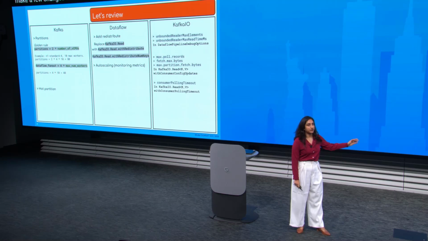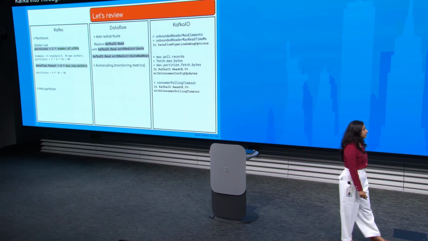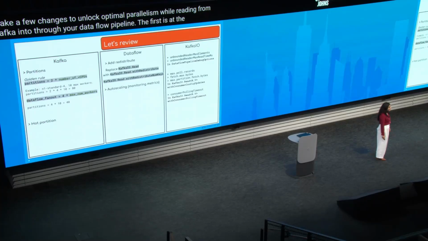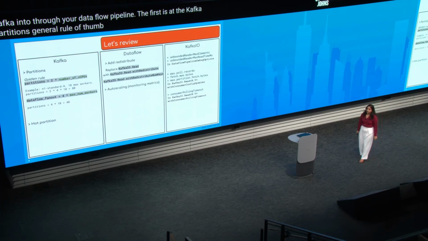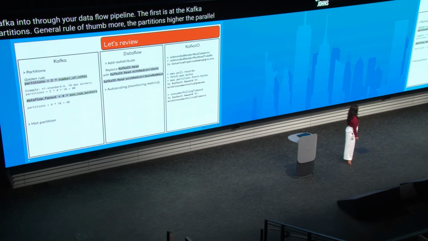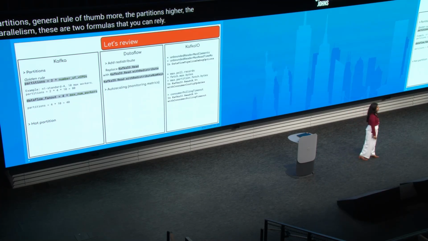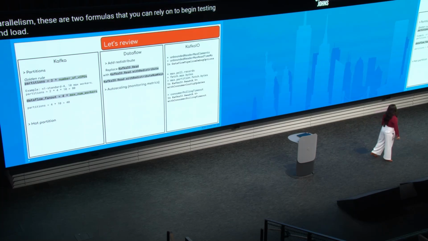So to review, three places where you can make a few changes to unlock optimal parallelism while reading from Kafka through your Dataflow pipeline. The first is at the Kafka partitions. General rule of thumb, more the partitions, higher the parallelism. These are two formulas that you can rely on to begin testing and load testing and troubleshooting.